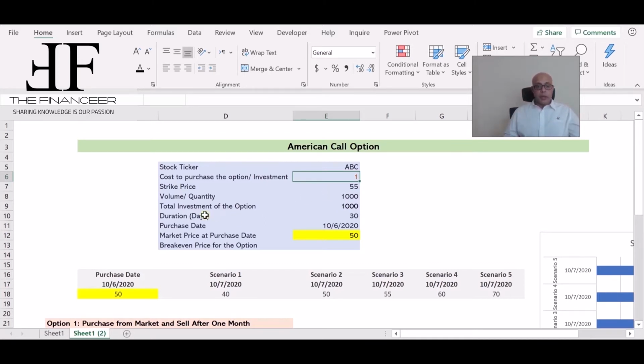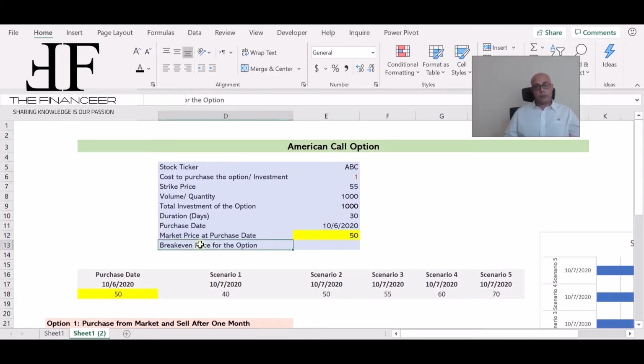Okay, and the duration of this contract is 30 days, and the purchase date of this contract is 10th of June. Now, assume that on this date, 10th of June, the market price was $50 for the same company stock.